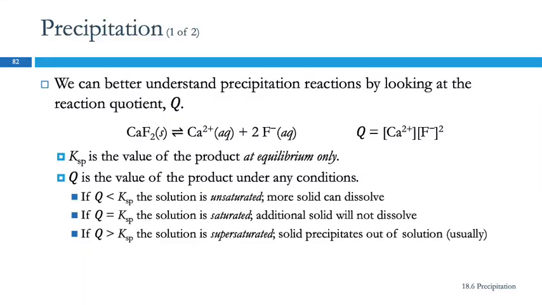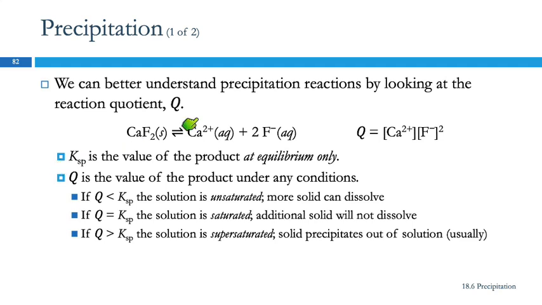Precipitation. So precipitation is the opposite of something dissolving, right? We can better understand precipitation reactions by looking at the reaction quotient Q. That guy again. Remember, Q is very related to the equilibrium constant K.